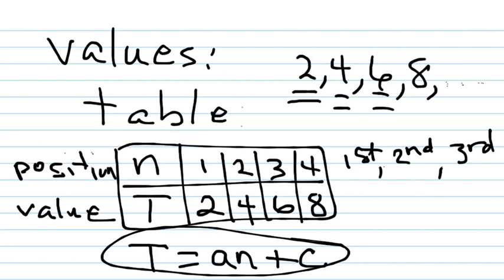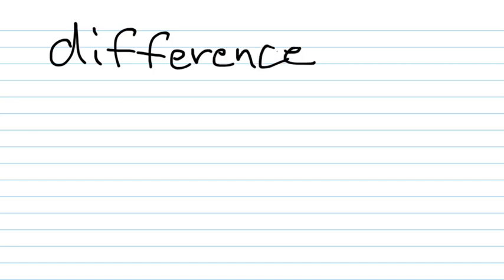Which looks very familiar. This is the gradient formula, isn't it? Except you would have m in front of your x. Right? So this is where this all starts, where this all comes from. And we're going to use the difference rule to find it. Now this difference rule works on all linear patterns. What does it mean if it's linear?